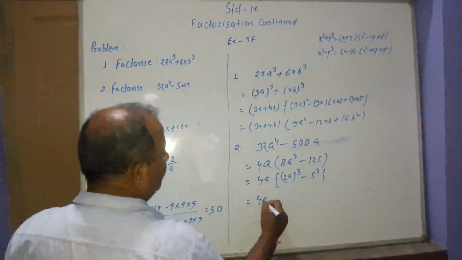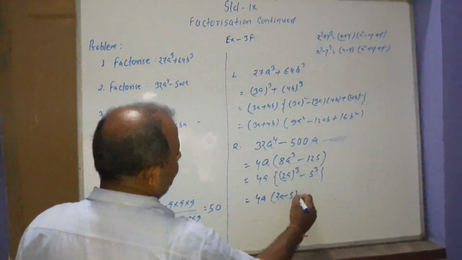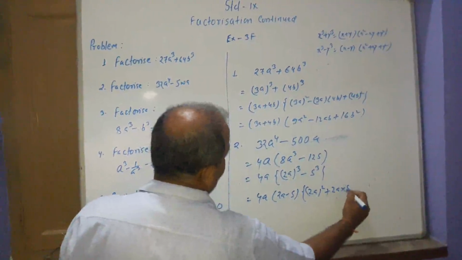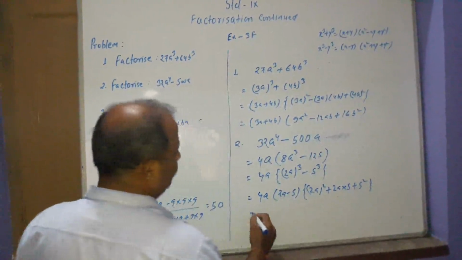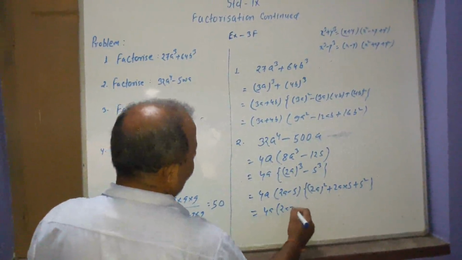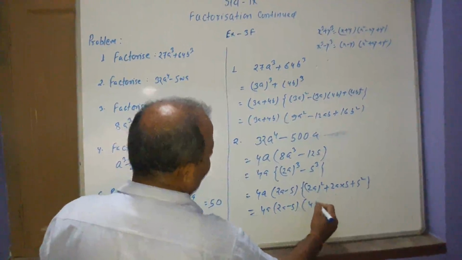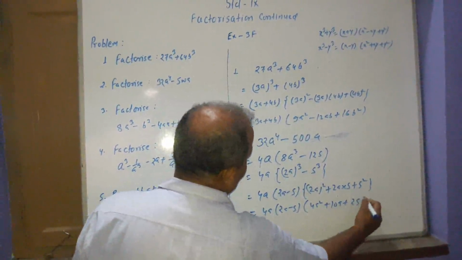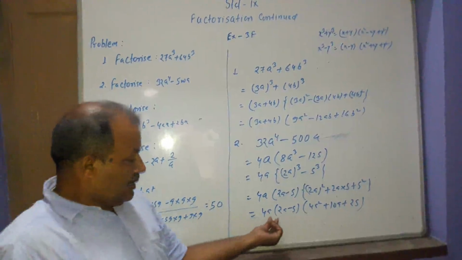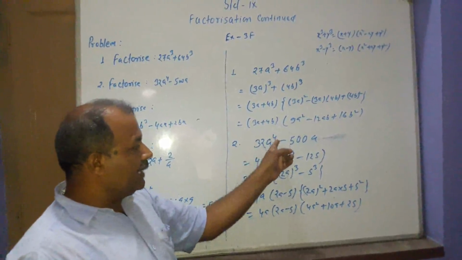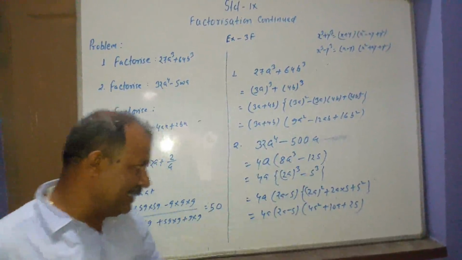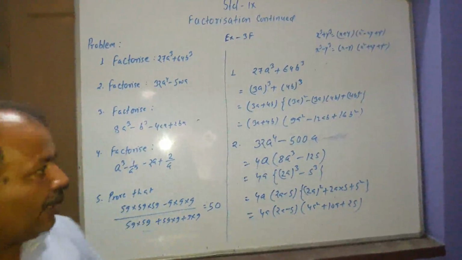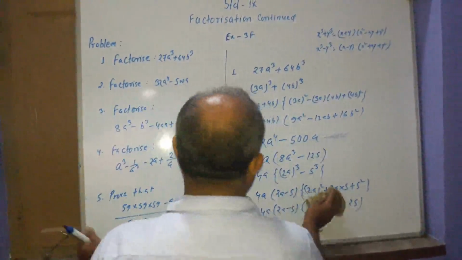This will give 4a into (2a minus 5) and (the square of 2a plus 2a into 5 plus the square of 5). This will give 4a (2a minus 5) into (4a square plus 10a plus 25), since 2 fives are 10a and 5 fives are 25. This is the factorized form of 32a to the power 4 minus 500a. There are 3 factors on factorization. Now we come to solve the third problem.